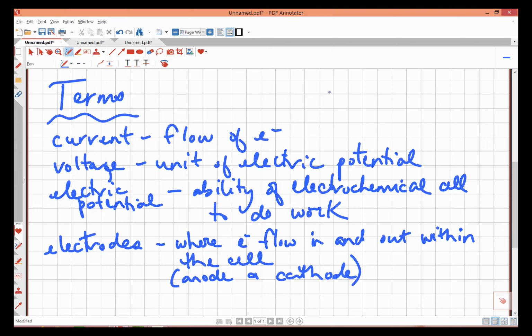What is electric potential? It is the ability for your cell to do work, right? So you have this potential to do work. How much potential is measured in volts. And the electrodes are where the electrons flow in and out within the cell. And those are respectively called the anode and cathode, and we'll get into that when we represent it.